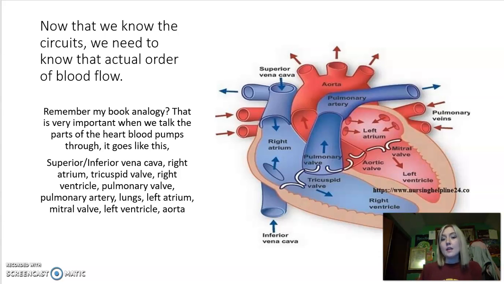Once it is in the left atrium, it'll be pumped down the mitral valve into the left ventricle and then out of the heart through the aorta. The aorta is the final stop for blood flow through the heart, and that is actually where blood will start to flow throughout the body.